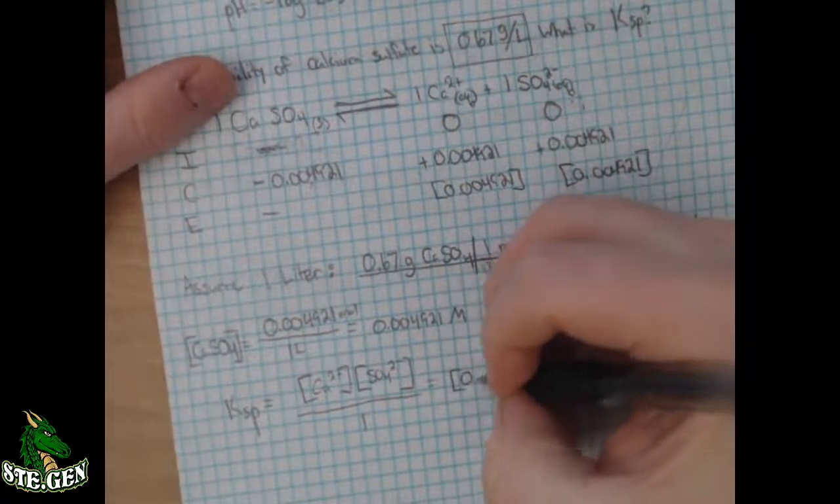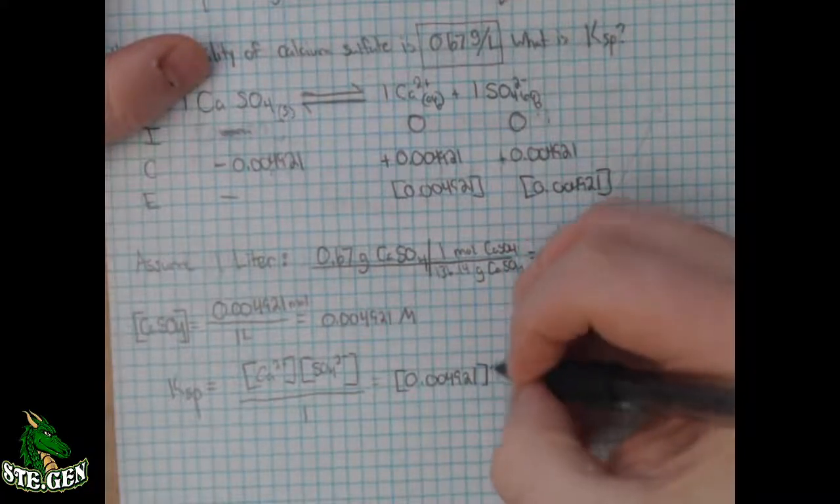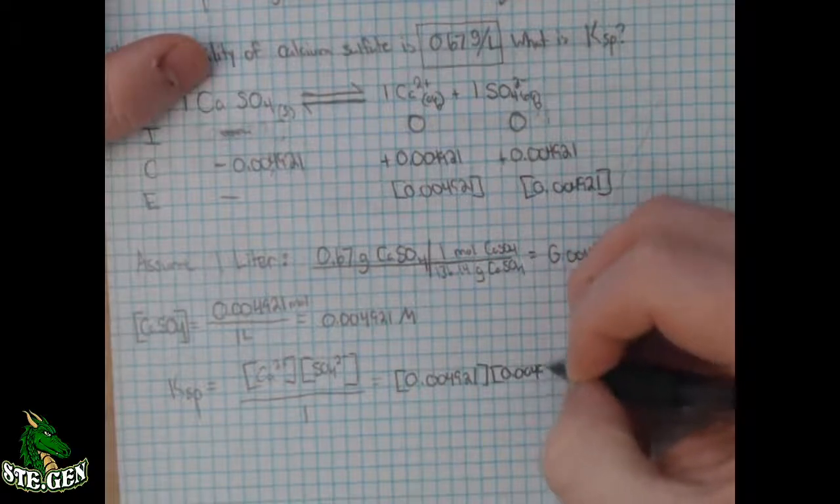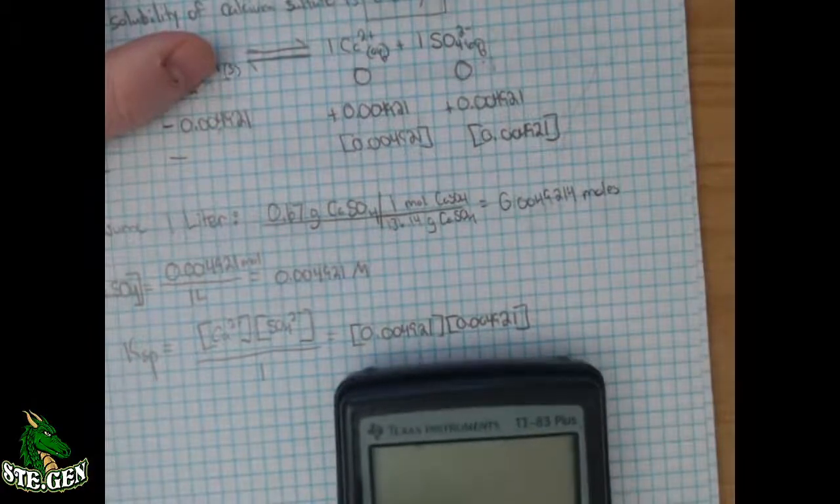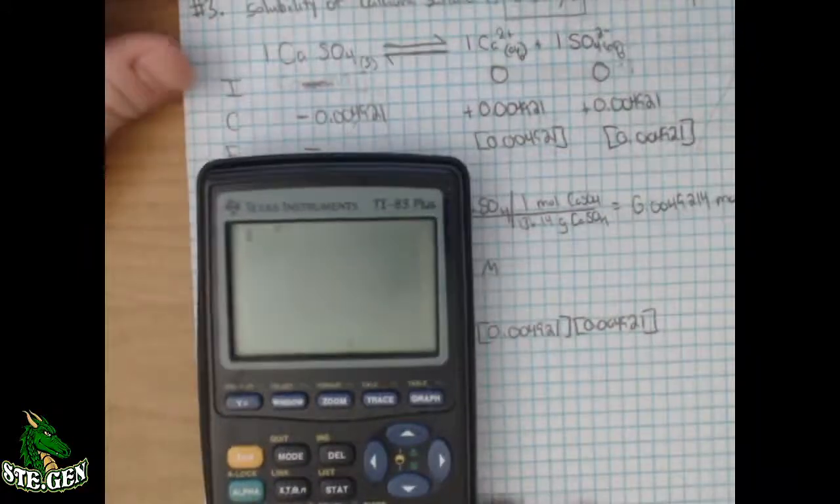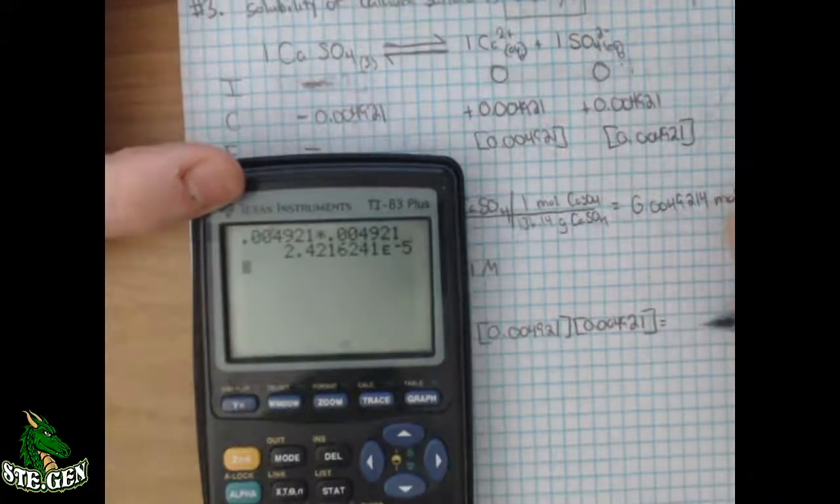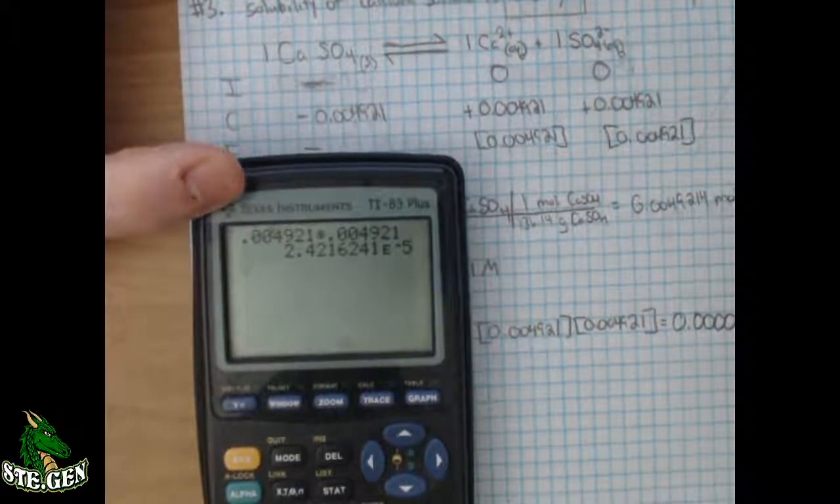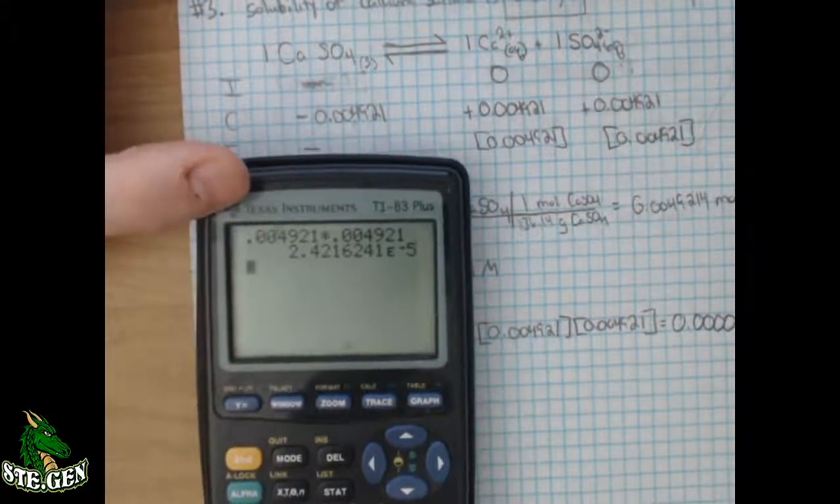So now all we have to do is 0.004921 multiplied by 0.004921. Now, I could square this, but when I type this in my calculator, I am going to type it the long way. Let's clear that so you can hopefully see a little better. Actually, we'll move it right there. So 0.004921 times 0.004921, we get, I'm not going to do it in scientific notation, 0.000024216. We'll do the long version.